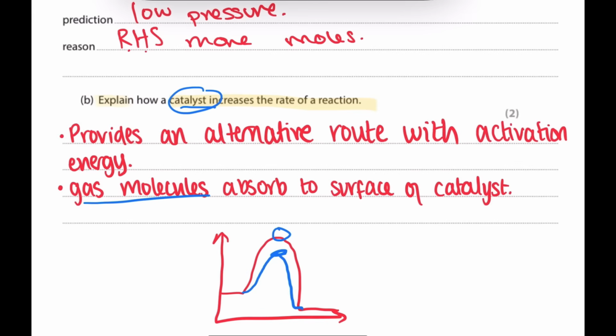We just say that gas molecules will actually stick to the surface of the catalyst, and what they do is just weaken the molecule bonds, the covalent bonds between these molecules.